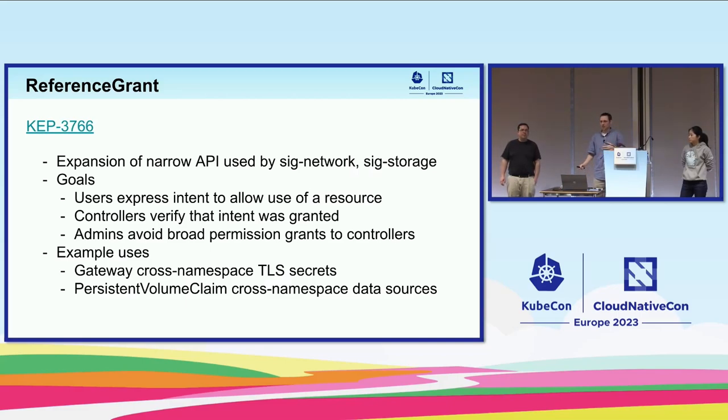And then SIG Storage said, oh, well, we have something similar. We have volume snapshots and persistent volume claims, and we have a similar cross-namespace thing we want to model. Can we use your API? And SIG Network said, well, sure, but it's weird for SIG Storage to use a SIG Network API, and isn't this all SIG Auth's responsibility? And so they showed up with this API and a request to bring this in as a SIG Auth owned API, which we appreciate. That's great.